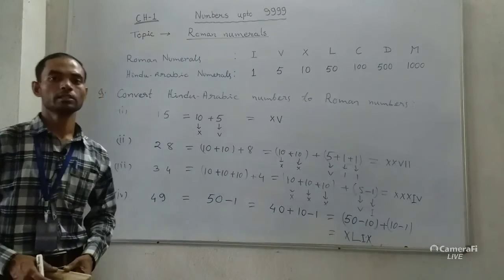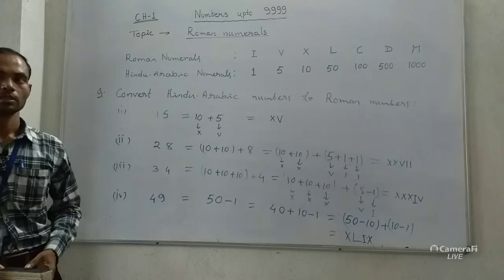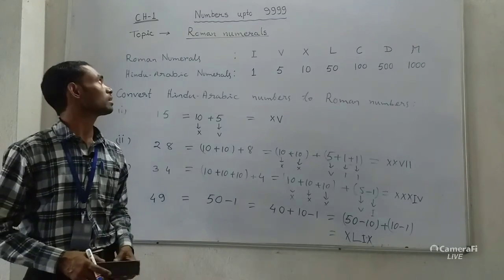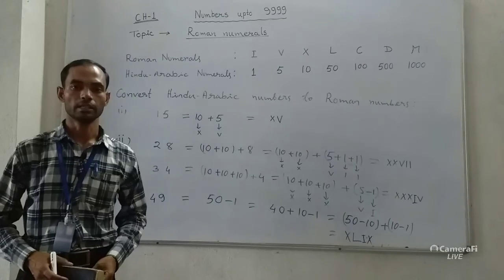So this was the details about Roman numerals, and this completes our first chapter, numbers up to 9999.